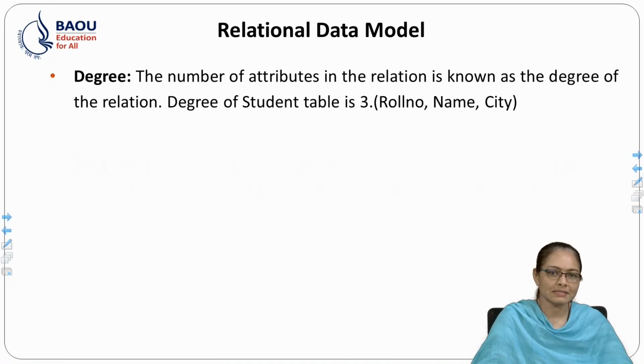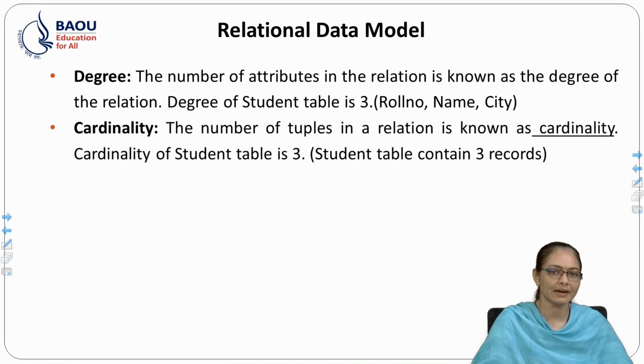The next is cardinality. What is cardinality? The number of tuples in a relation is known as the cardinality. In the student table, there are 3 records. So, the number of records means the cardinality. The student table has 3 records, so the cardinality of the student table is 3.